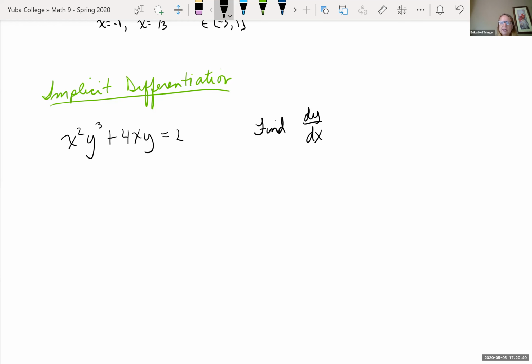Okay, so looking at this, I don't know if it's possible, but I could not get y by itself right now and get this in terms of y equals just in terms of x. And so we're going to use implicit differentiation. We just need to be careful though, because I noticed that we have an x squared times a y cubed. And so when we use implicit differentiation, we're going to have to use the product rule here. And then our next term, which is 4xy, we're also going to need to use the product rule.